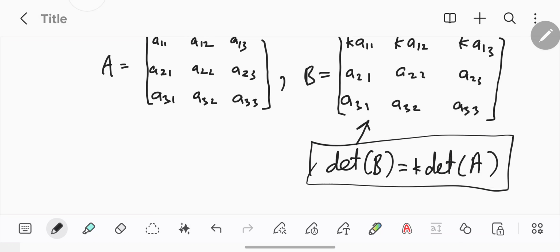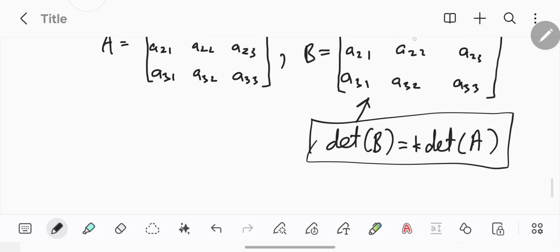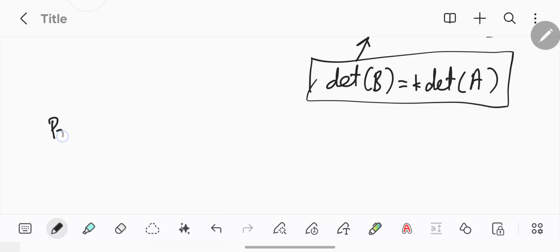Okay, let's prove this property. Here is the proof.